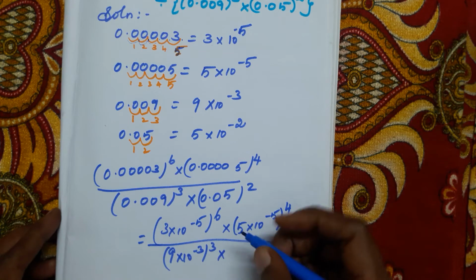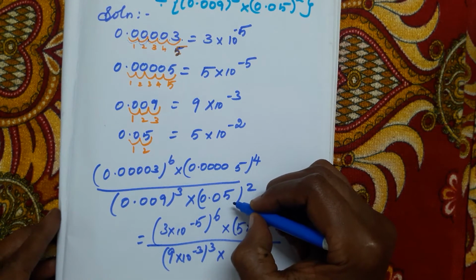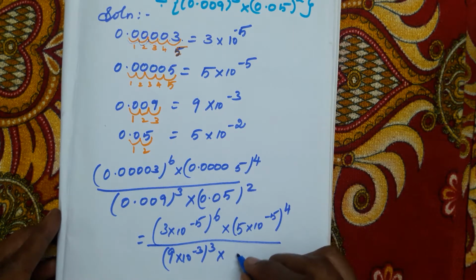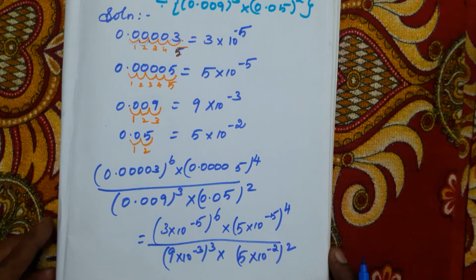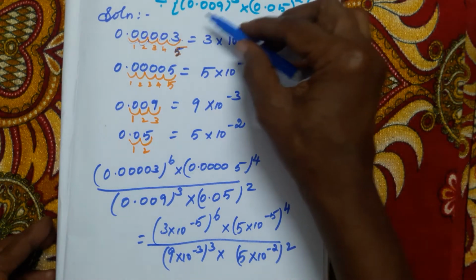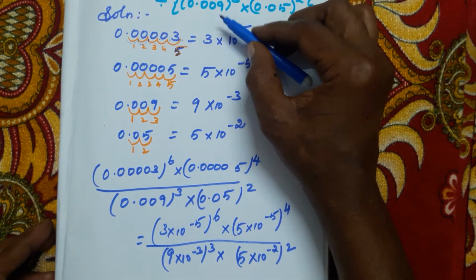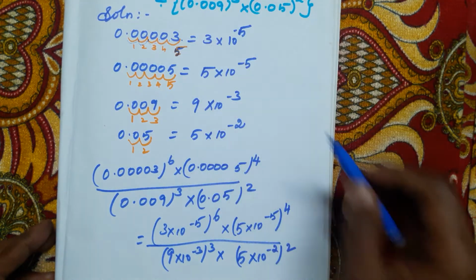Whole cube. In place of 0.05, we can substitute 5 into 10 power minus 2, the whole power, whole square. Is this clear? Have you understood this? We are substituting the scientific notation of these values.